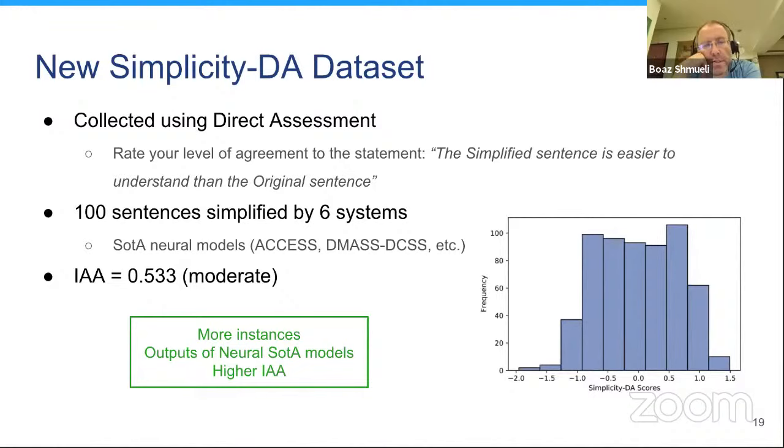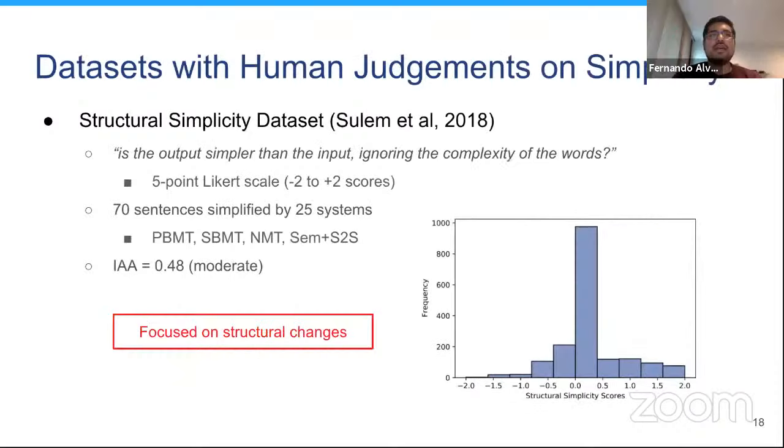Yes, about the minus in the Likert scale when you're using it, what was the question that was asked? Here in the Likert scale. Yeah. In this case, it was, is the output simpler than the input, ignoring the complexity of the words? Now, in this case, what the authors used was -2 to +2. The idea was 0 if the sentences are exactly the same or the changes didn't change simplicity at all, a positive score if the changes improve simplicity, and a negative score if the changes actually damaged the simplicity of the sentence. Okay, I see.